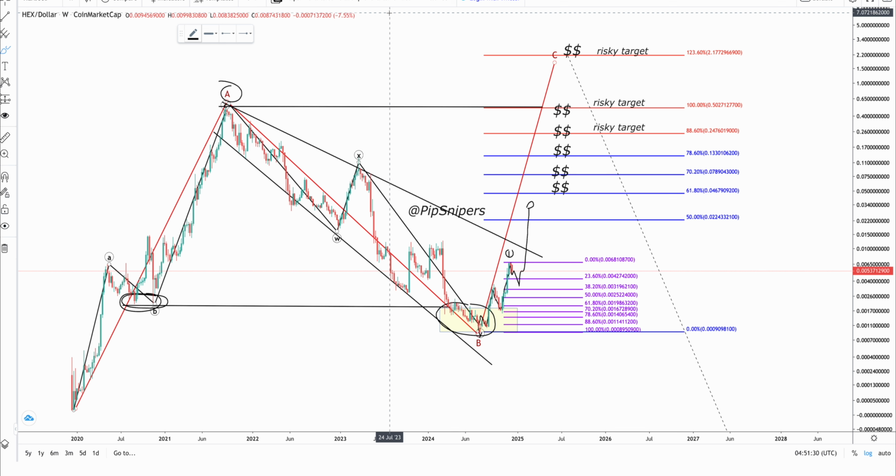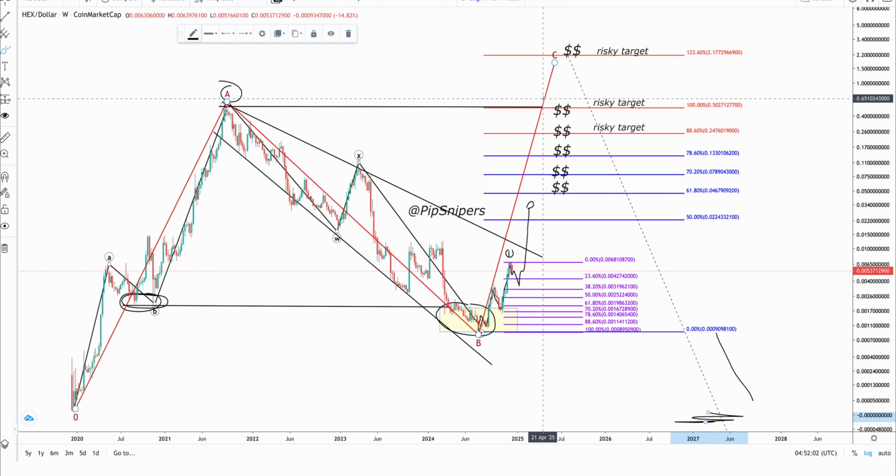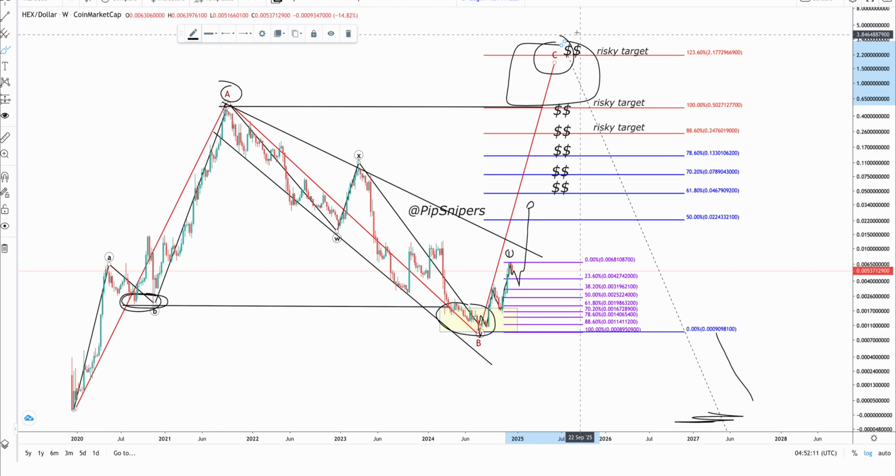But on the flip side, there's a possibility that this is a macro ABC correction in which your C wave sweeps your 2021 high and goes towards the $1 to $2 region, and then tanks from there for a massive bear market, which likely eHEX wouldn't recover from. If it came up in this region, I don't think it would recover if it had a bear market from there. This would be all she wrote, I feel.